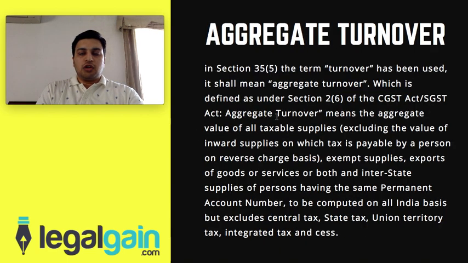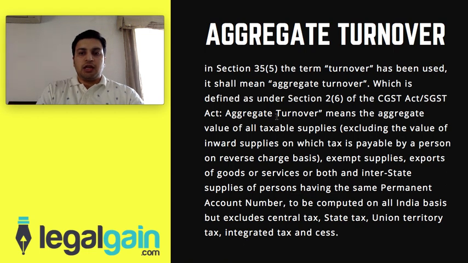Now, what is the meaning of turnover? Turnover here means aggregate turnover. Aggregate turnover means the value of all the taxable supplies, excluding the value of inward supplies on which reverse charge applies, which is anyway removed now. So the value of all the taxable supplies, exempt supplies, export of goods and services or both, and interstate supplies of persons having the same permanent account number. That means all these things have to be aggregated, and the turnover to be considered for that limit of audit is the total of all this.